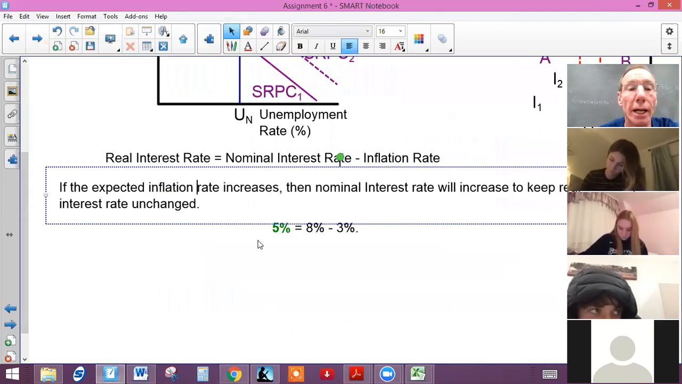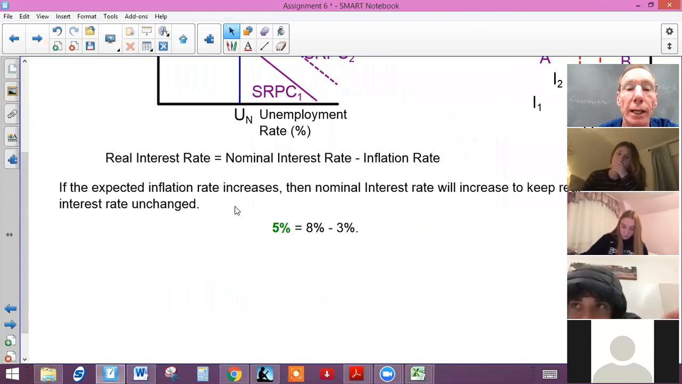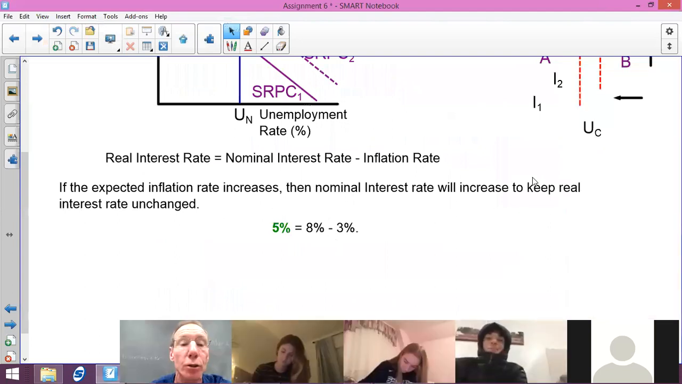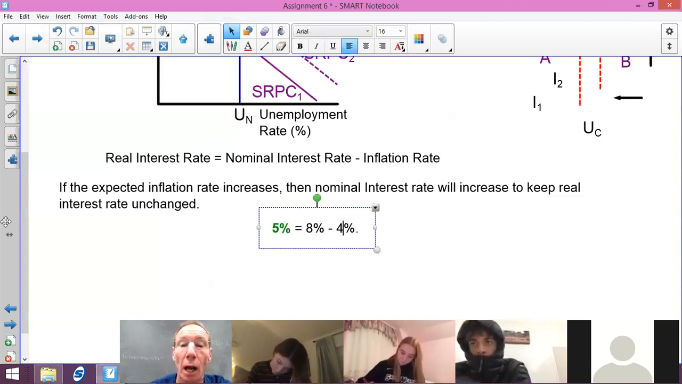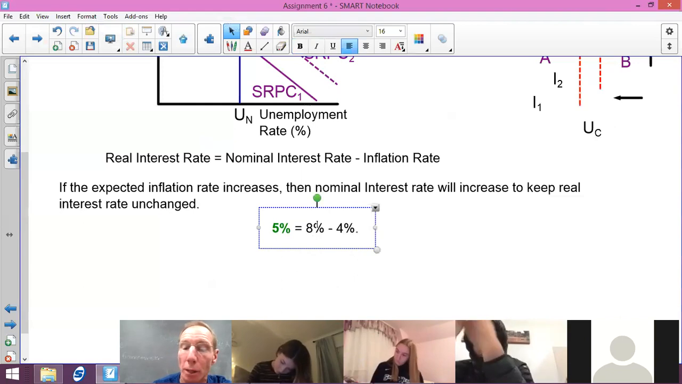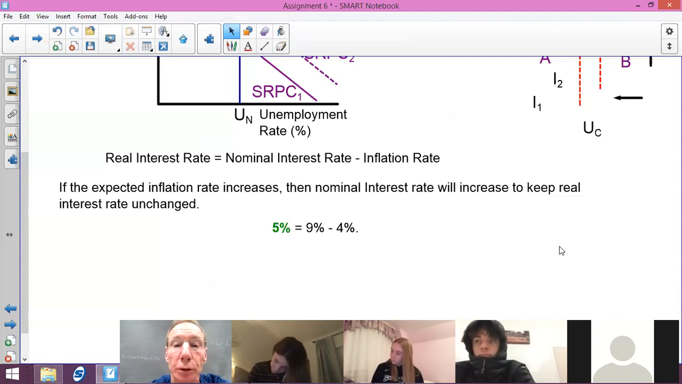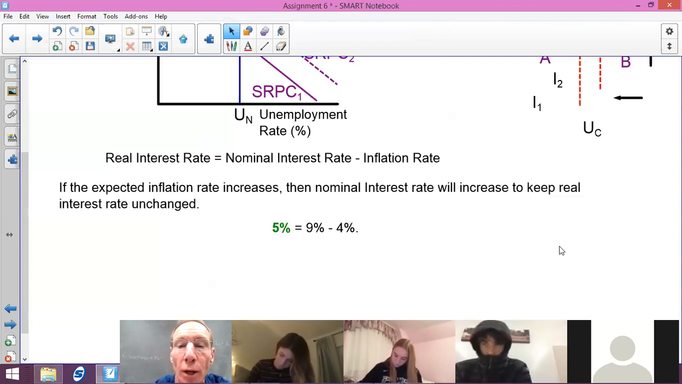So if the expected inflation rate increases right here, then the nominal rate will increase to keep the real interest rate unchanged. So if the expected inflation rate went up to 4, then the nominal interest rate would have to jump up to 9 in order to keep a 5% real interest rate. So if inflation goes up, nominal interest rates are going to go up.